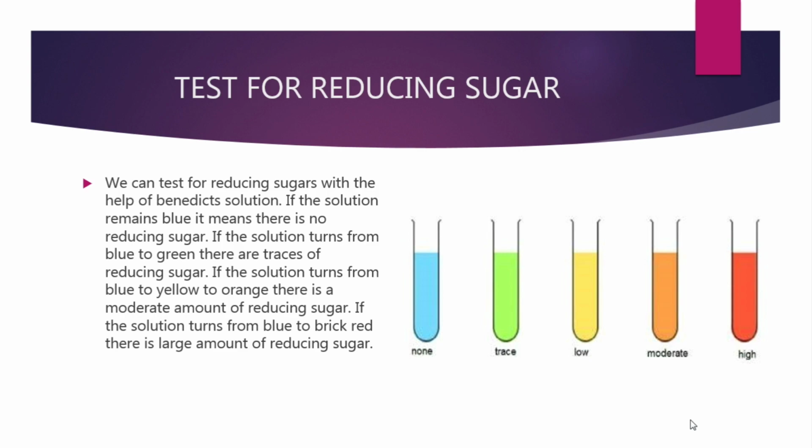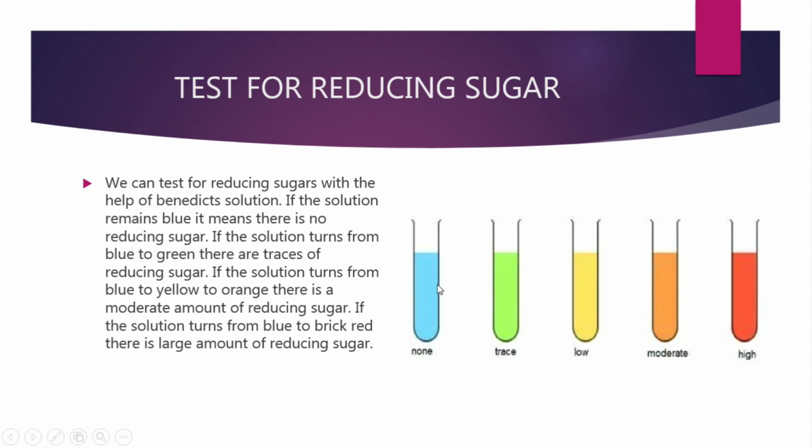The next test is for reducing sugar. We can test for reducing sugars with the help of Benedict's solution. If the solution remains blue, it means there is no reducing sugar. If the solution turns from blue to green, there are traces of reducing sugar. If the solution turns from blue to yellow or orange, there is a moderate amount of reducing sugar. If the solution turns from blue to brick red, there is a large amount of reducing sugar.